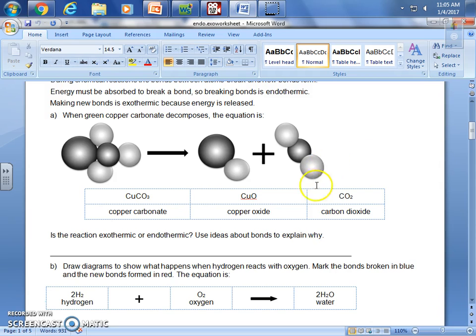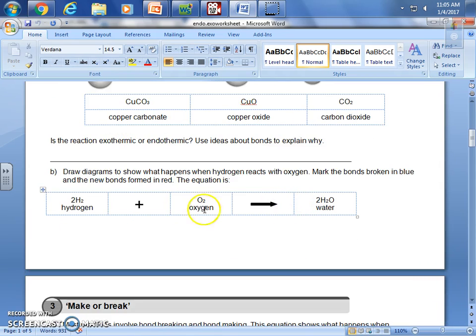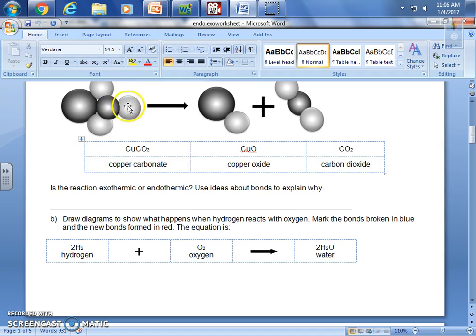It's an exothermic process. The next one, you have to do a little drawing of two hydrogen atoms. I would just use circles like they use, but instead of using colors, unless you have colors, I would just put the letter H in the circles. And then it asks you to mark the bonds broken in blue. You can do that with a blue marker or just with a dashed line. The new bonds in red, or you can just use a solid line.